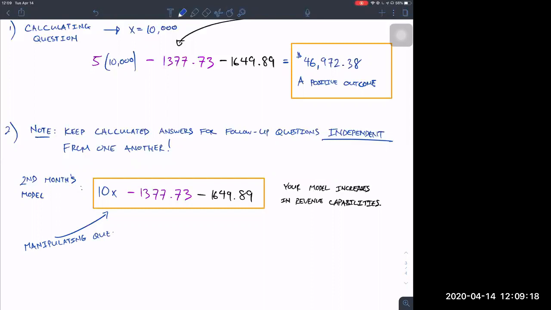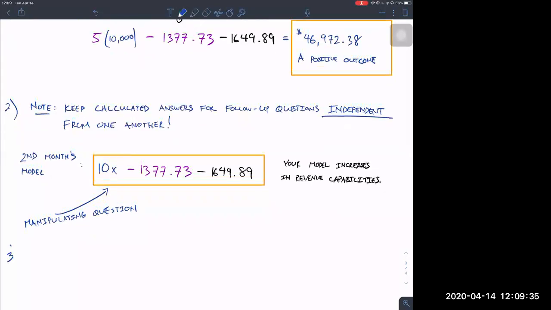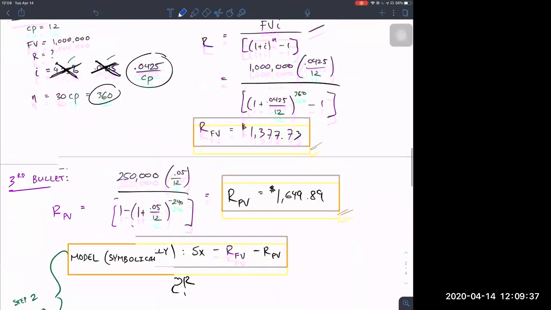Okay, and why is it a manipulative one? Right, we're physically changing our base model to something else. Manipulating question. Okay, good. That's what I want to say. Okay, number 3. Let's go back and see what that says.